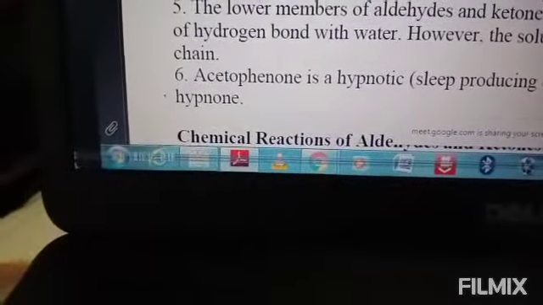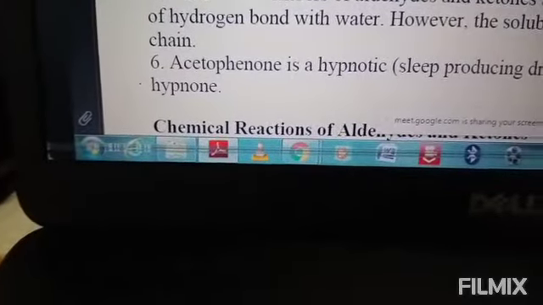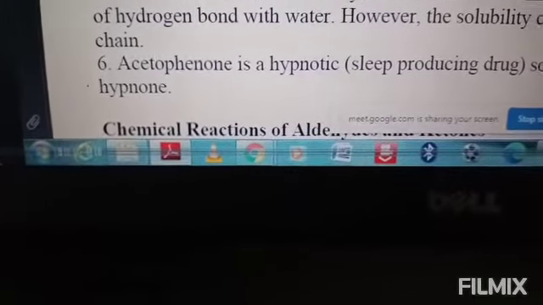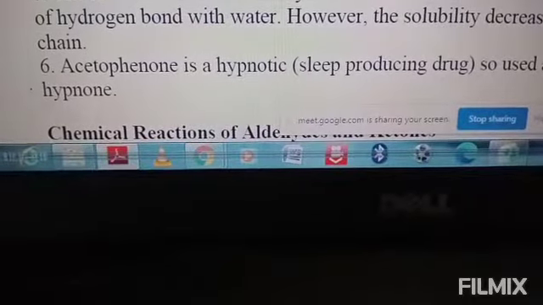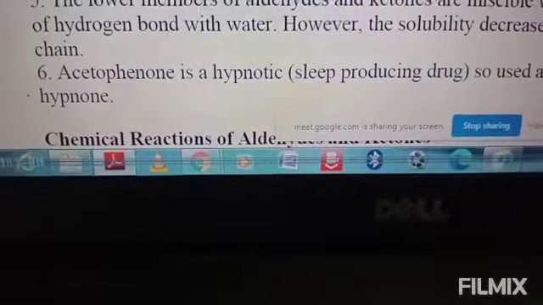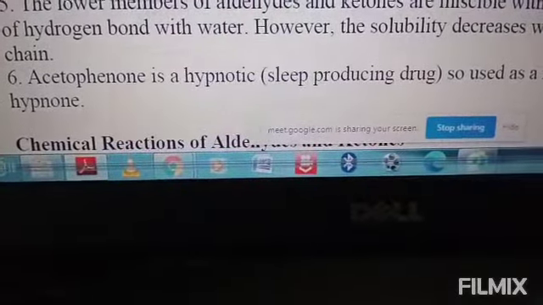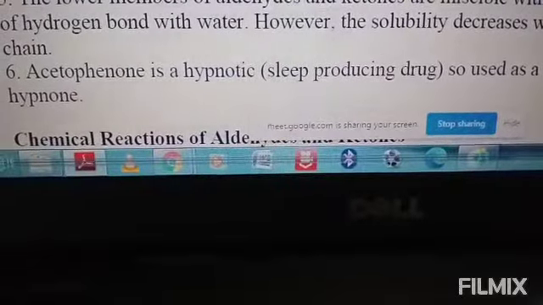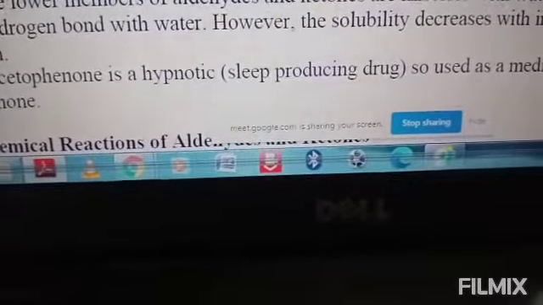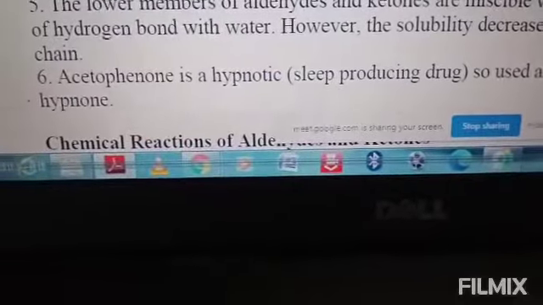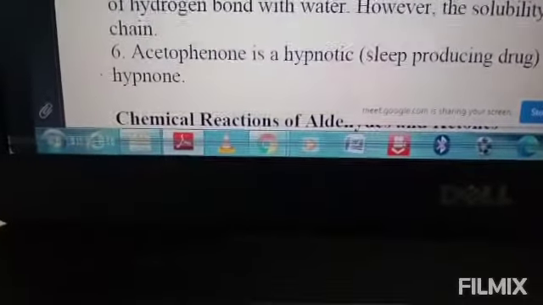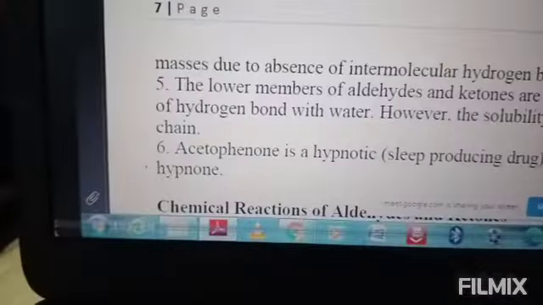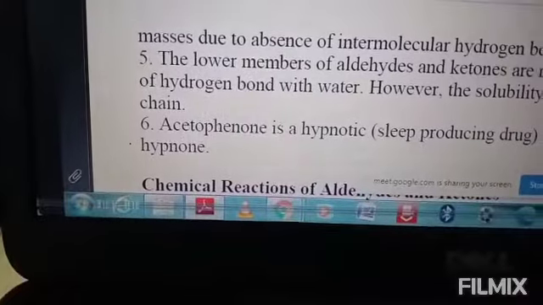So on number 6, acetophenone is a hypnotic, meaning it is used for producing sleep. Hypnotic drugs are those drugs which produce sleepiness. So acetophenone is a hypnotic drug. It is used as a medicine under the name of hypnone. Hypnone is nothing but acetophenone. So these are the properties of aldehydes and ketones.